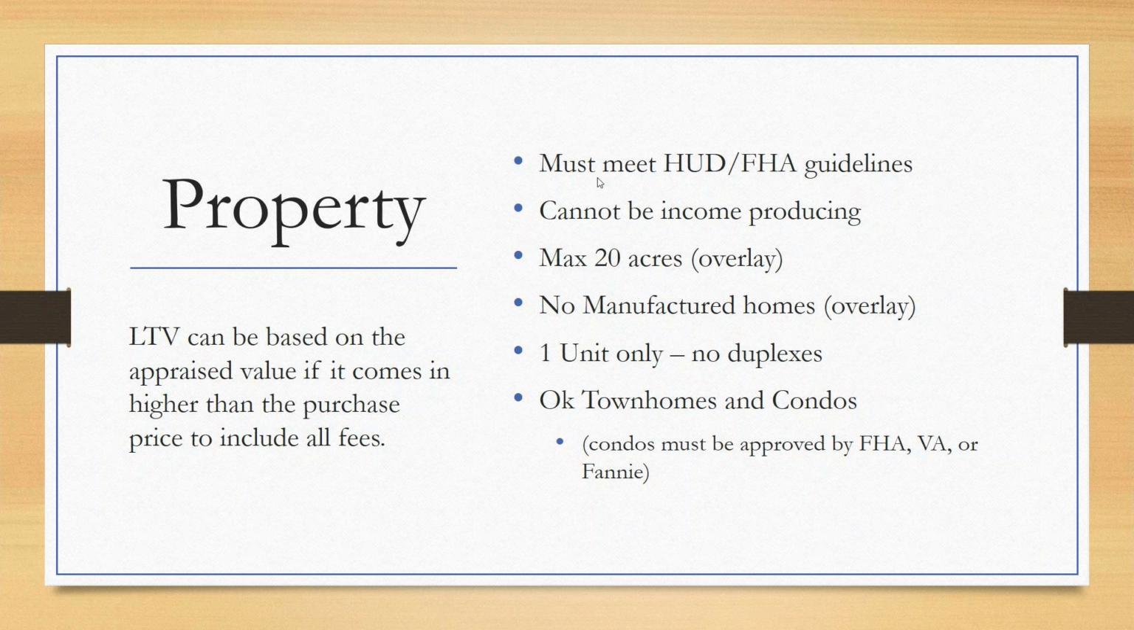Just to reiterate, they can't be income producing, max of 20 acres, no manufactured homes, and they have to be a 1-unit property, so no duplexes, but we can do townhomes, condos, attached single families like twin homes, just as long as it's that 1-unit property. If you do have a condo, it needs to be an approved FHA, VA, or Fannie condo.